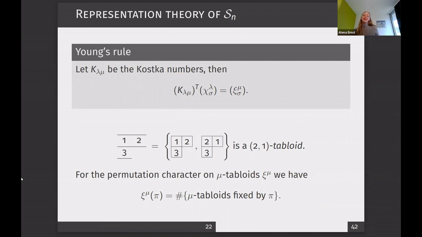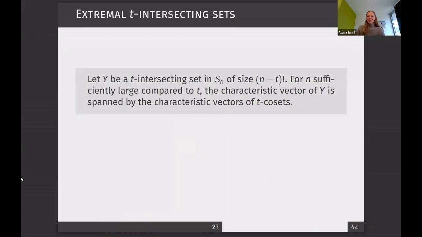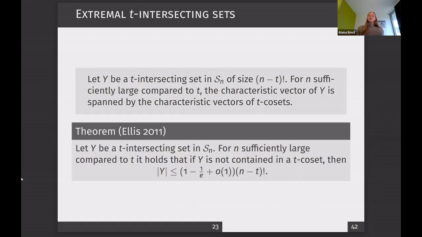Now that we tackled the symmetric group, this leads us to the next one, namely to a q-analog setting. Oh, no, sorry. We are not done yet, because we've just found that the upper bound is what we wanted, but applying the weighted Hoffman bound only gives us that, for n sufficiently large compared to t, the characteristic vector of Y is spanned by the characteristic vectors of t-cosets. But we wanted to have that the intersecting set is indeed equal to a t-coset.